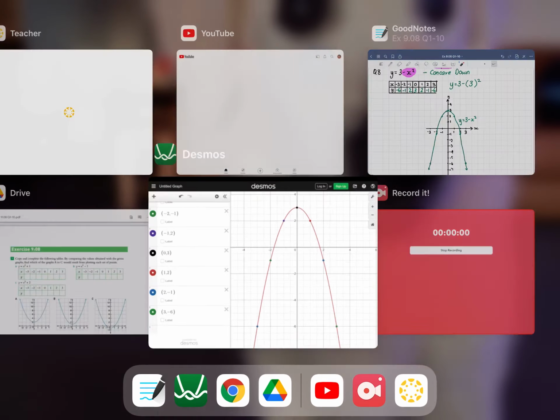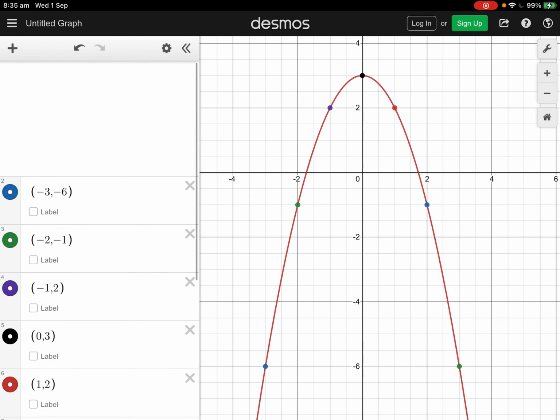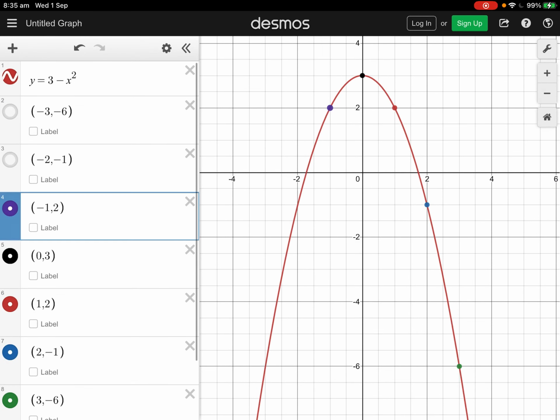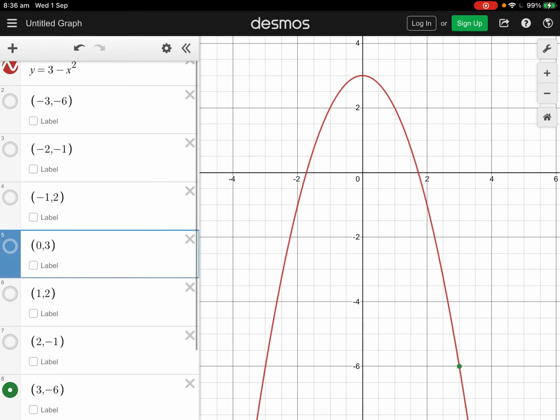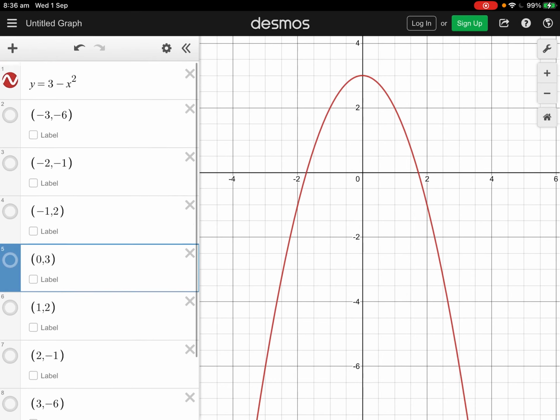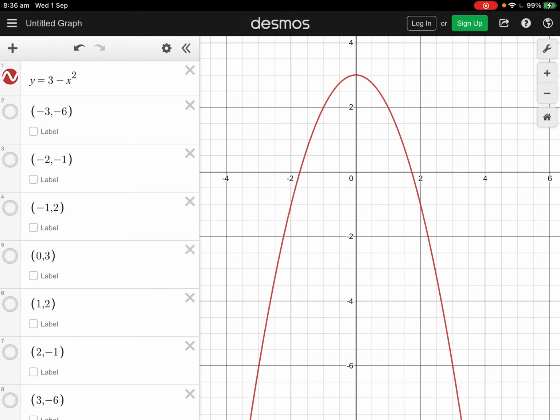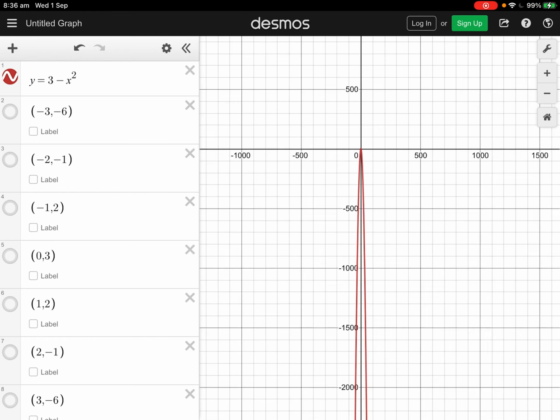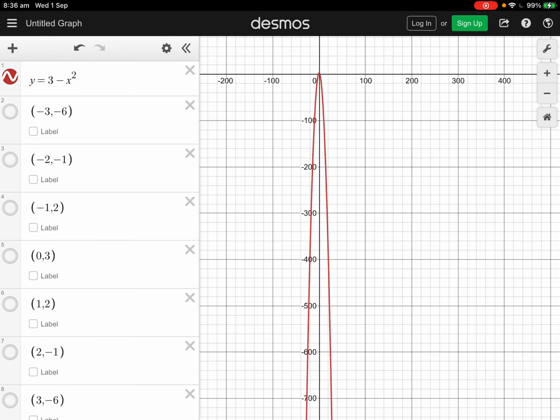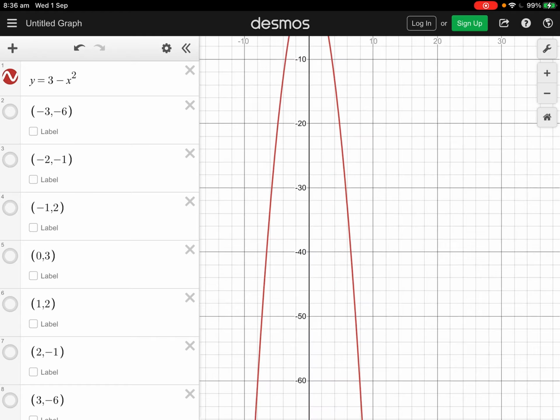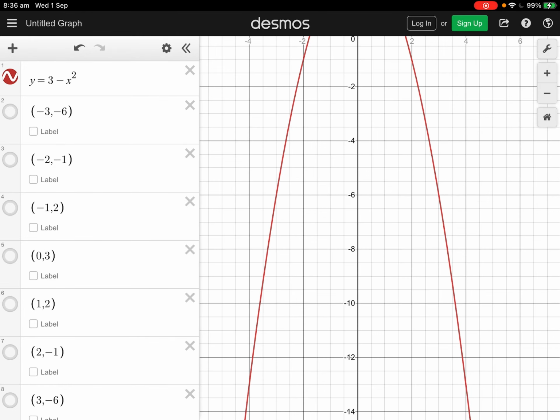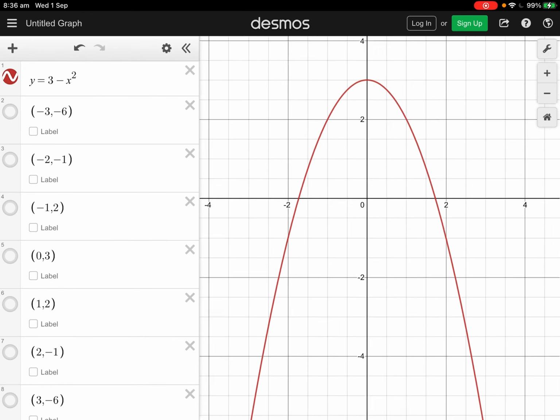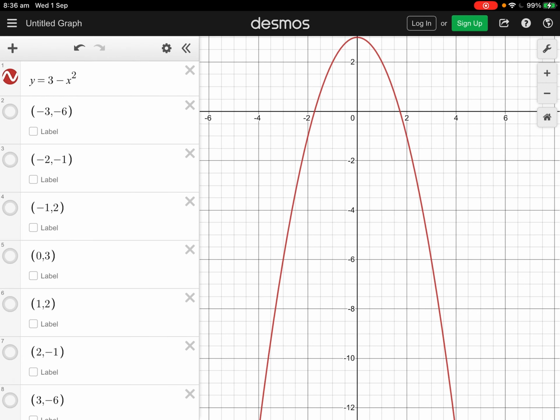Now, if we were to look at Desmos, I set this up a little bit earlier. If we were to graph it, what we have is our graph of y equals 3 minus x squared, which is graphed here. If I was to zoom out, you can see that our parabola goes on and on and on forever and ever. So that's why we do our arrows. Then if I was to zoom in so that we get back to where we should be, yeah, here.